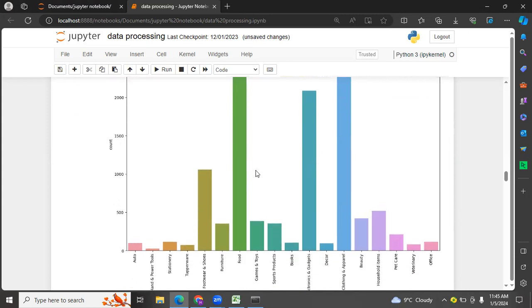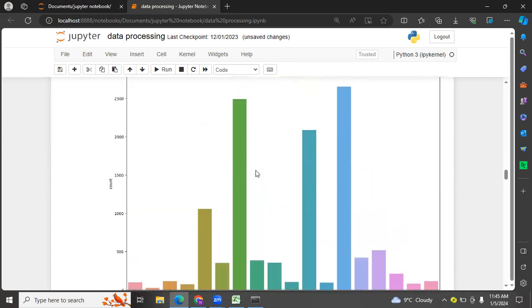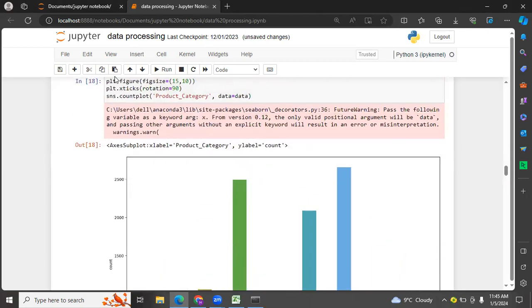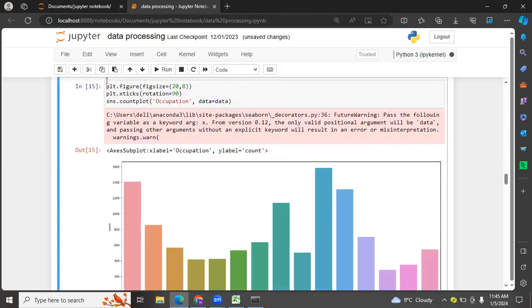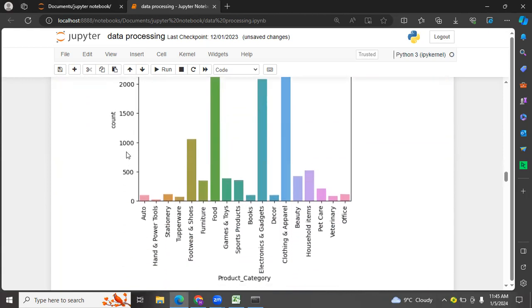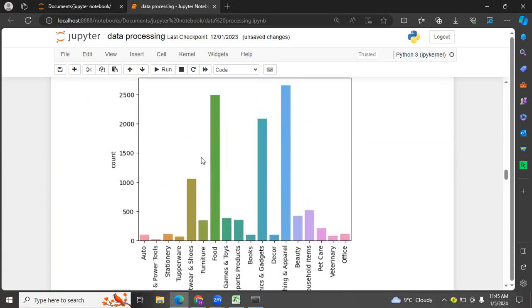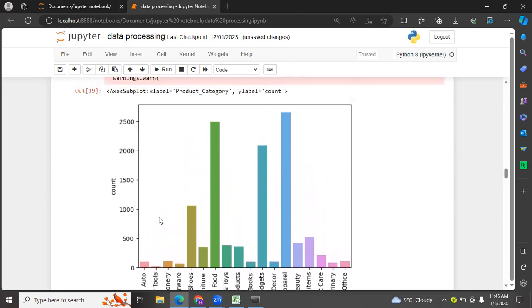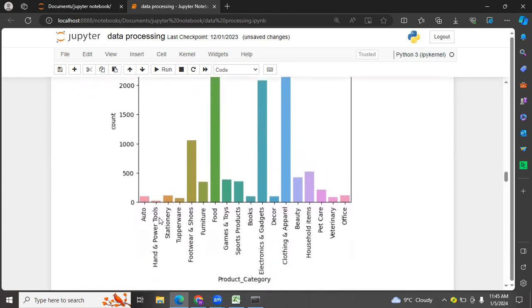Well, now as I have rotated these names, even if I didn't increase the size of the figure, it will still be visible. Let me show you how. Now this way, it is still visible to me, and the names are much bigger than before, right? So what can we extract from this graph?